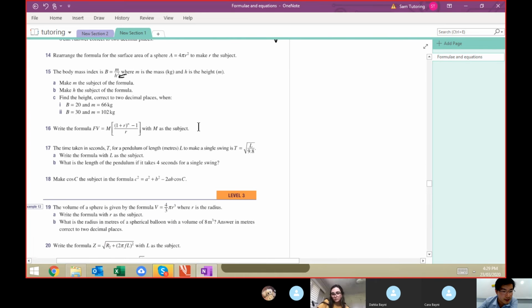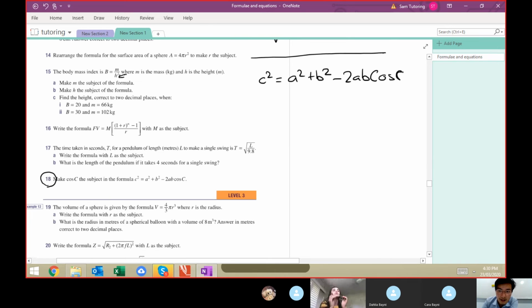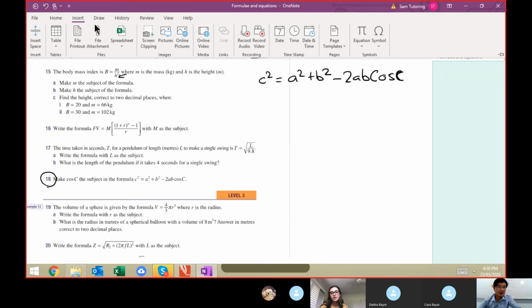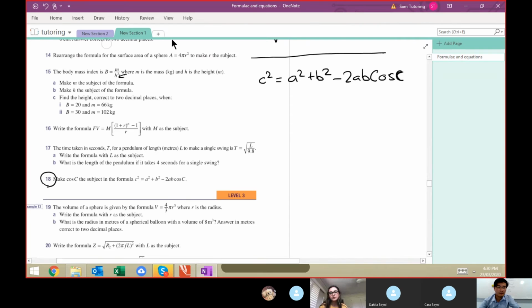Make cosine C the subject. Yes, this one's good. Does everyone remember this formula? Question 18. What's that formula used for? Pythagoras. Sorry, it's the cosine rule, right? So this is the equation that you use to calculate sides in a non-right angle triangle. So the objective in this question is to make cosine C the subject.